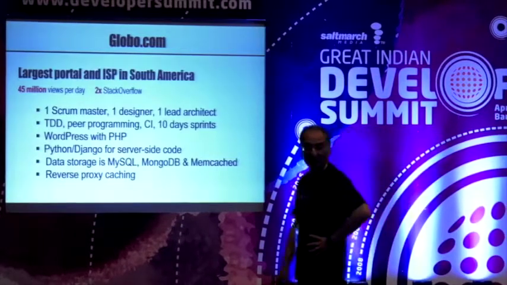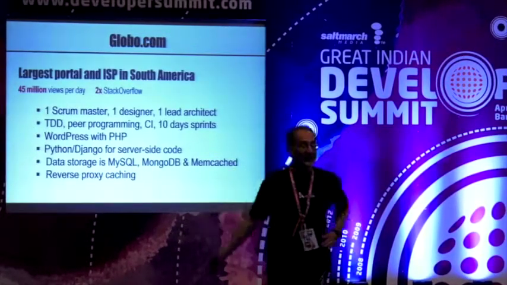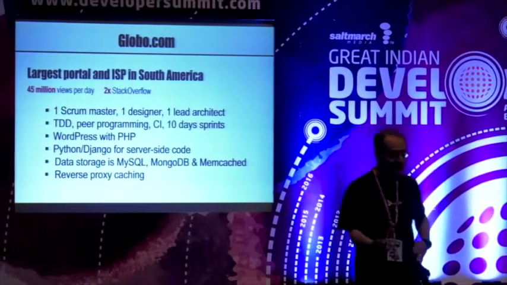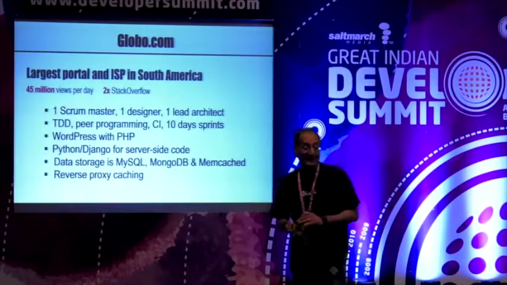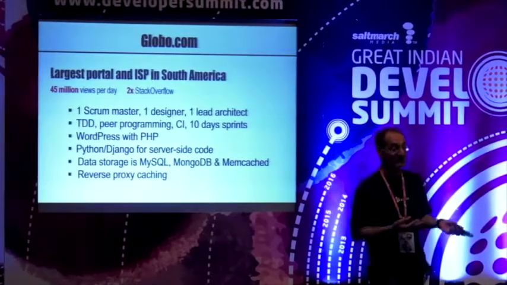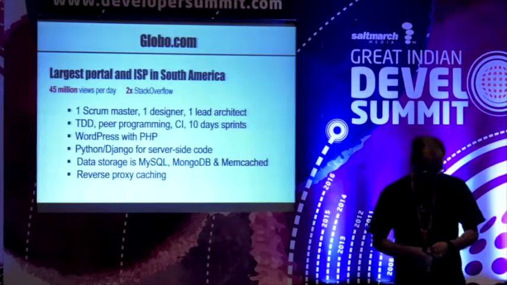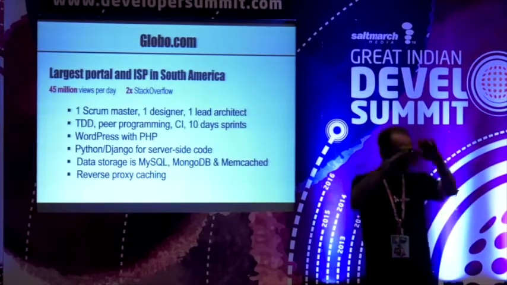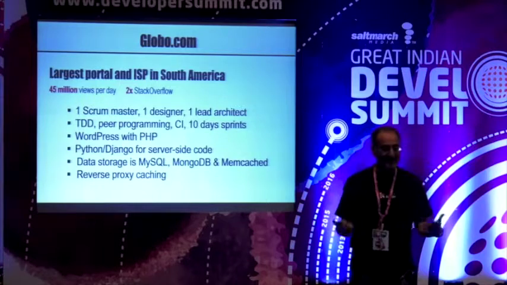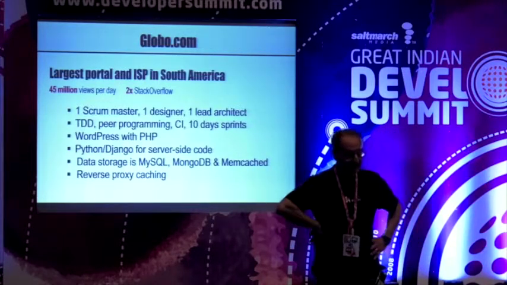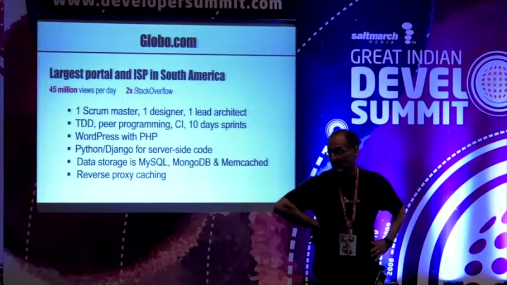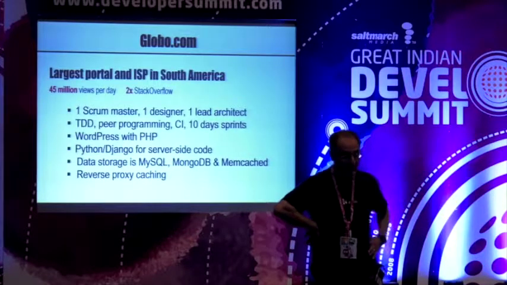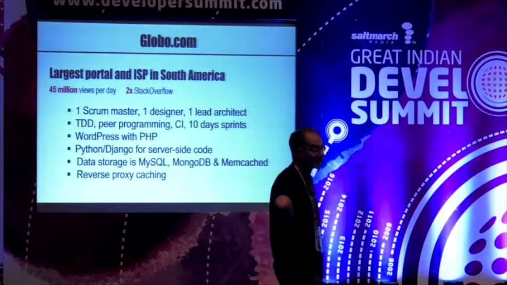And finally, Globo.com. Different scenario. It's the largest portal and internet service provider in South America. 1 million views per day, at least twice as large as Stack Overflow. They do a lot. They do TDD, which is a directive. It's based on Python and Django. So one of the largest websites in the world is based on Python and Django. For server-side code, they use MySQL, MongoDB, memcached, and reverse proxy caching.